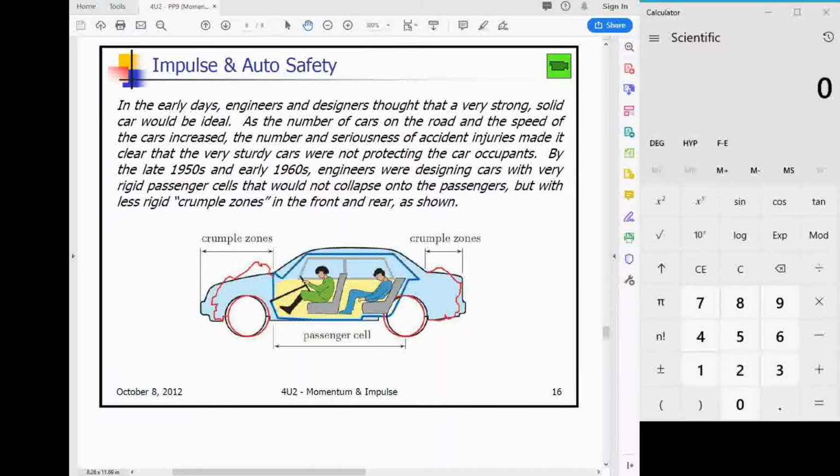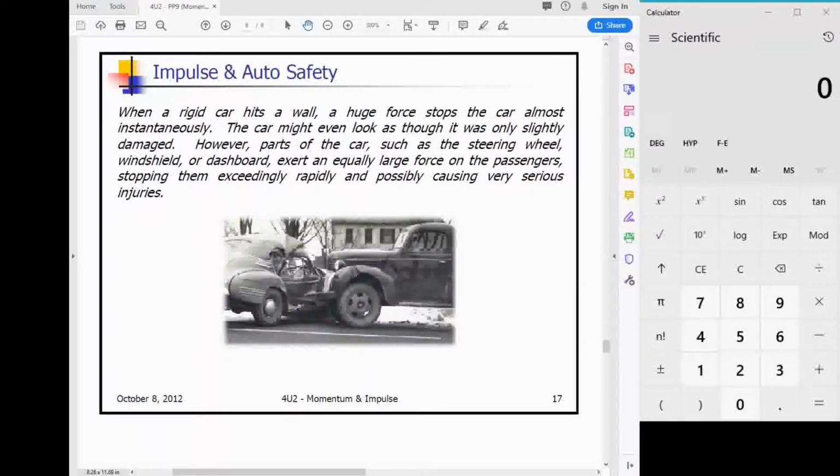So in the 50s and 60s, and later on, we started to create cars with crumple zones. These crumple zones actually increase the time of impact in a collision. By increasing the time of impact, we end up decreasing the force applied to the passengers inside the car.